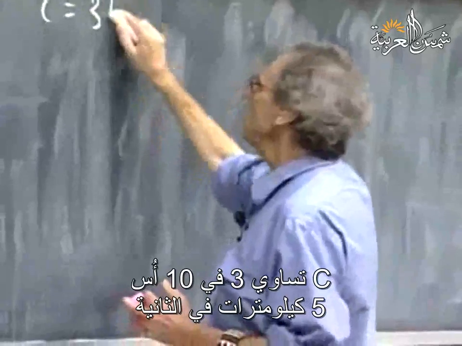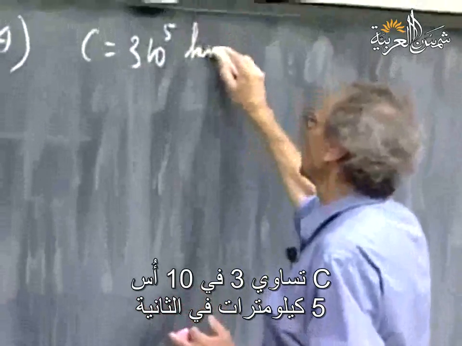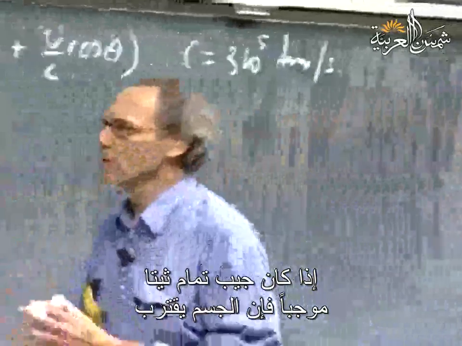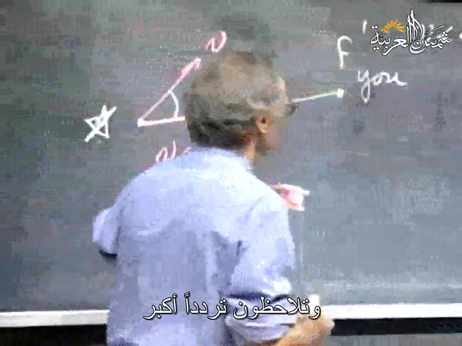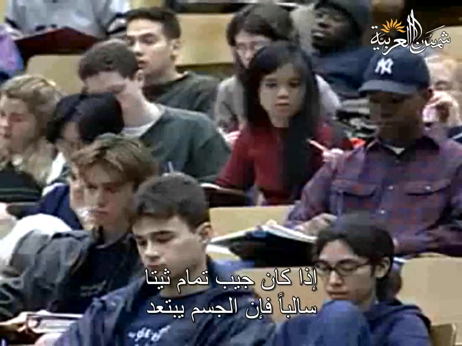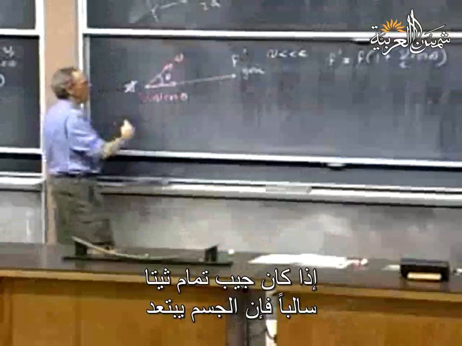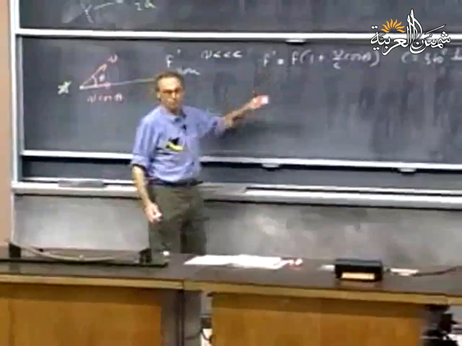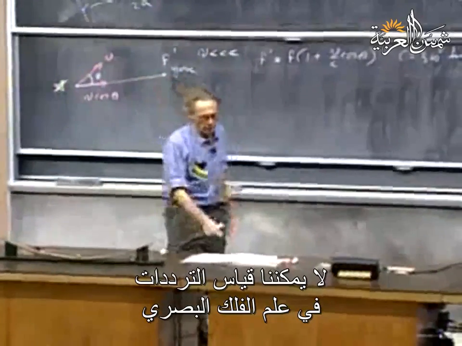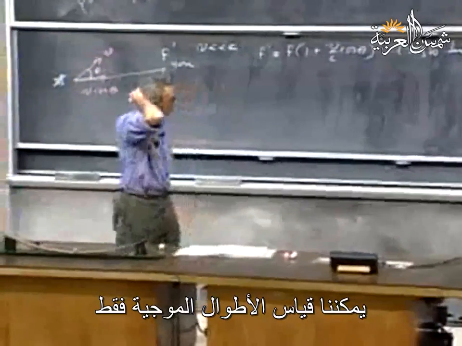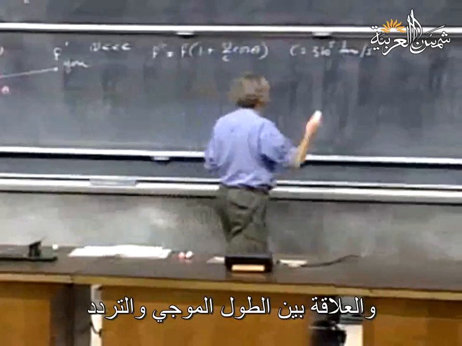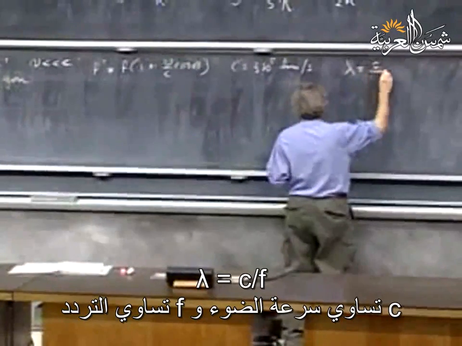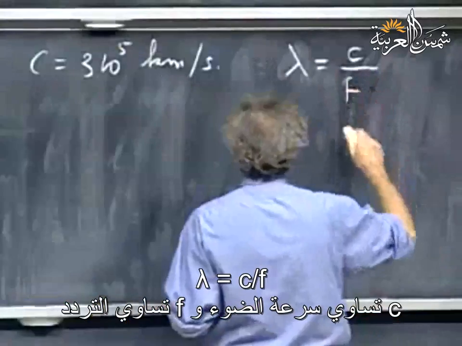c is 3 times 10 to the 5th kilometers per second. If cosine theta is positive, the object is approaching, and you observe a higher frequency. If cosine theta is negative, the object is going away, the radial component is away from us, and the frequency is lower. In optical astronomy, we cannot measure frequencies, we can only measure wavelengths. And the connection between wavelength and frequency: lambda equals the speed of light divided by the frequency.